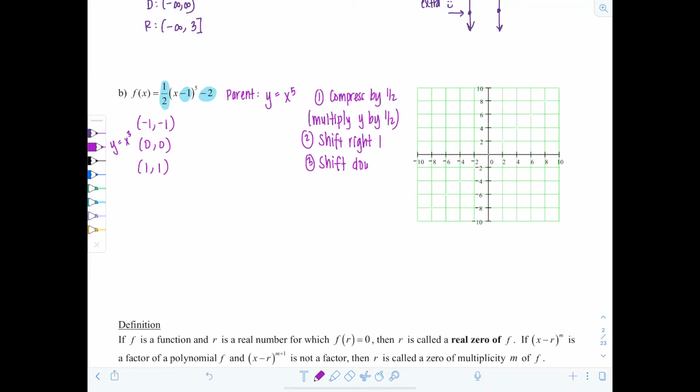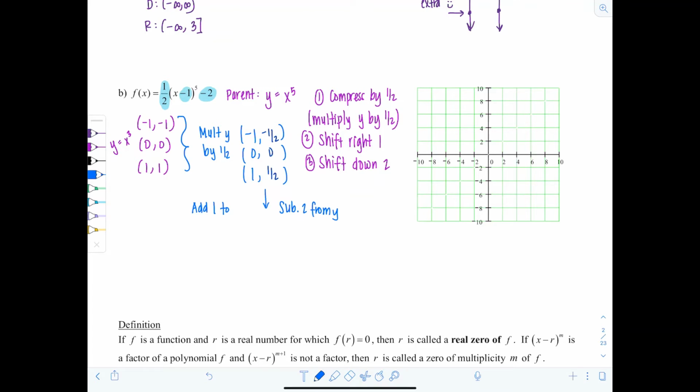All right, let's get to it. So we're going to compress by a half. So let's multiply y by a half. So x's are not going to change for now. I'll just leave them -1, 0, 1. And then my new y coordinates are going to be -1/2, 0, and +1/2. Now I can go ahead and do the other two transformations at the same time. So I'm going to add 1 to x to shift it right 1 and subtract 2 from y.